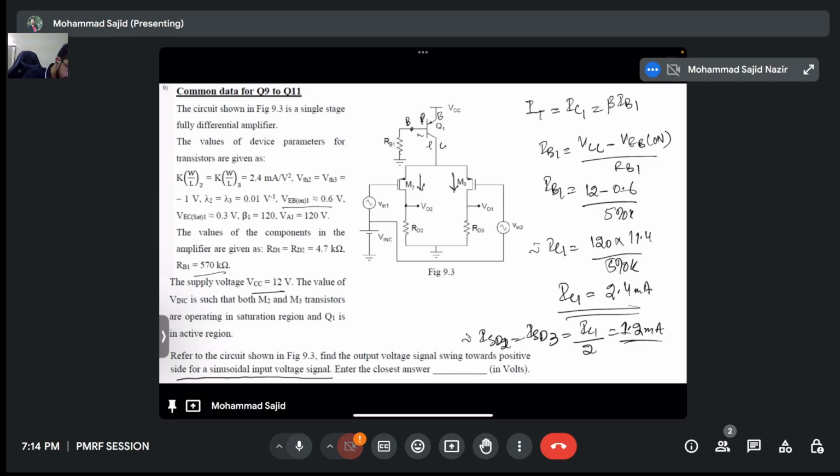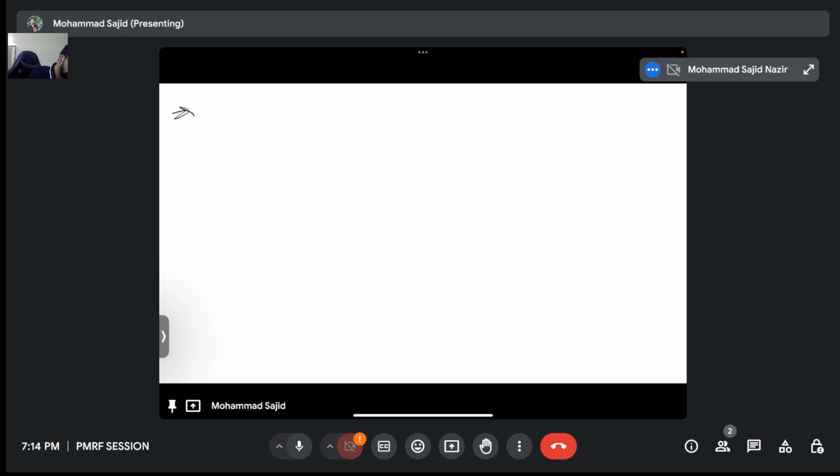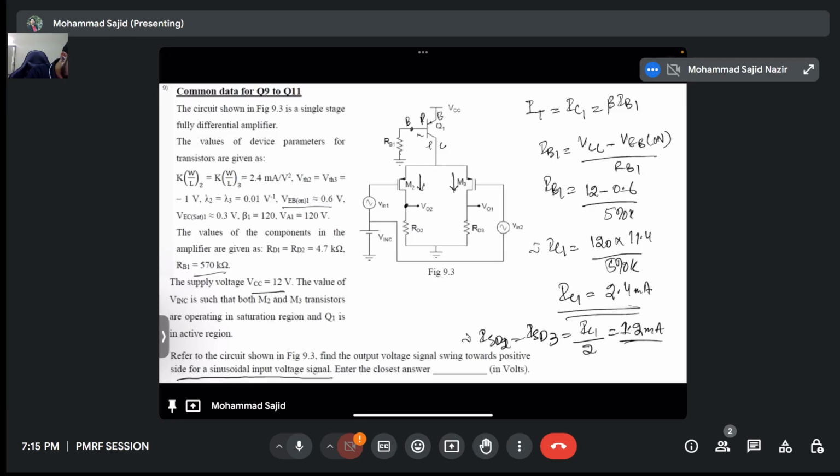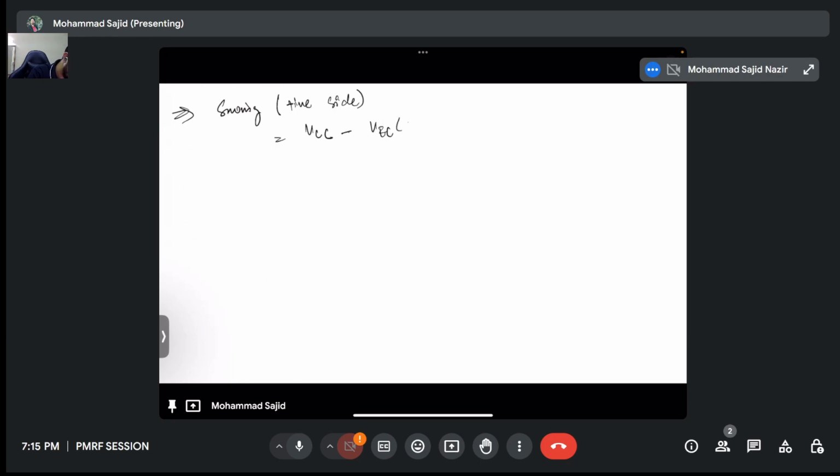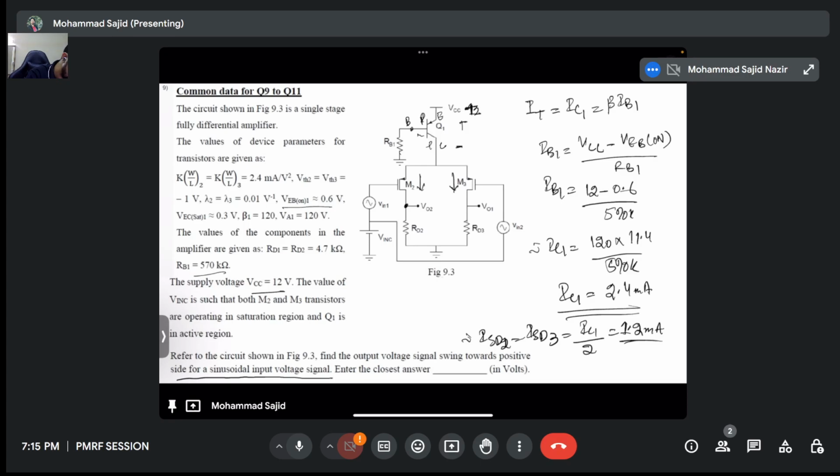Now output voltage swing, we need to calculate this positive side. So swing positive side means when we go towards the supply voltage. That is the maximum voltage you can go to is VCC. So we write the condition VCC minus VCE sat, VCC that is at 12 volt, we have this voltage condition for the saturation of transistor BJT.